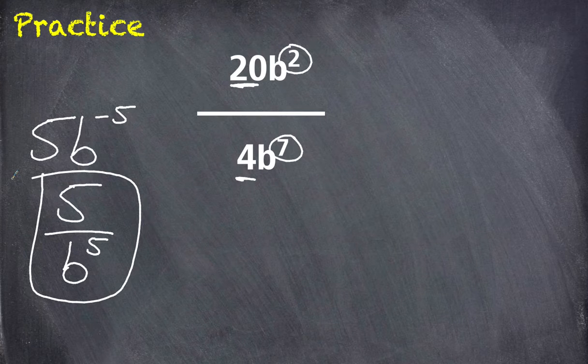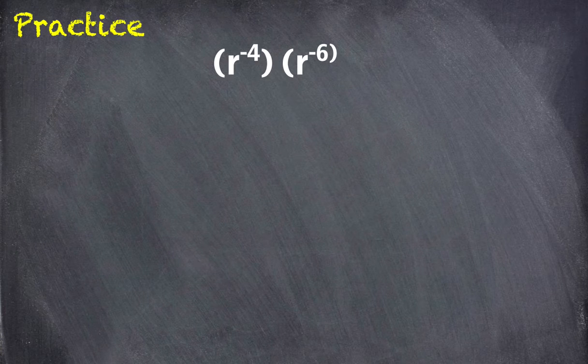Okay? 2 more practice problems. Pause these at any time. Work on your homework. That's the typo. That should be all the way down here. We're just combining these. We're going to use our law of addition. So we're going to add negative 4 to negative 6. So this is going to be r to the negative 10th.